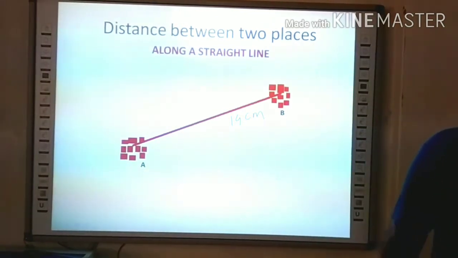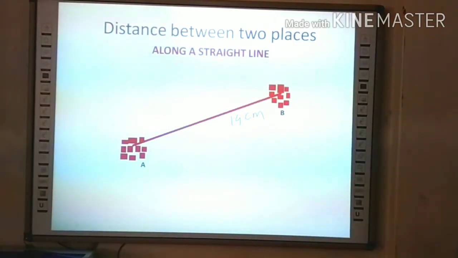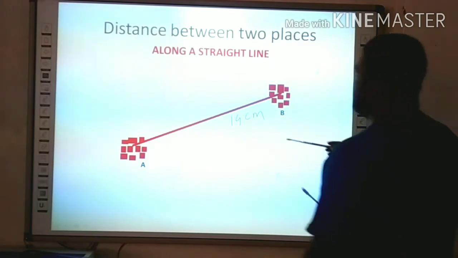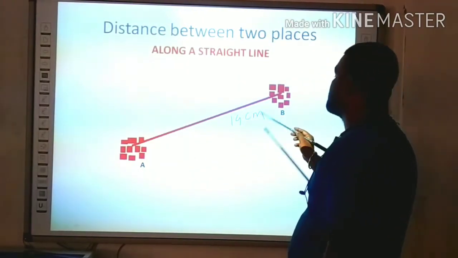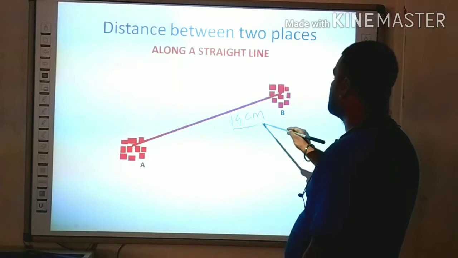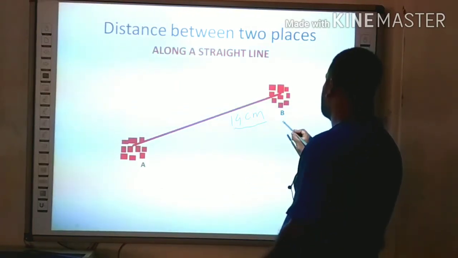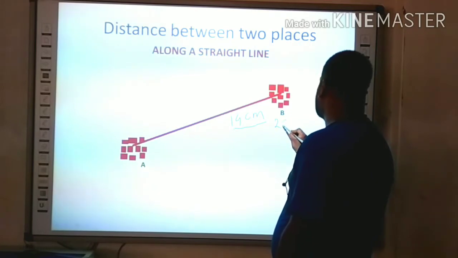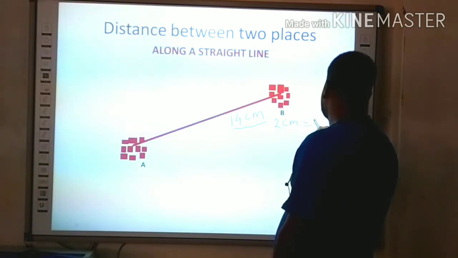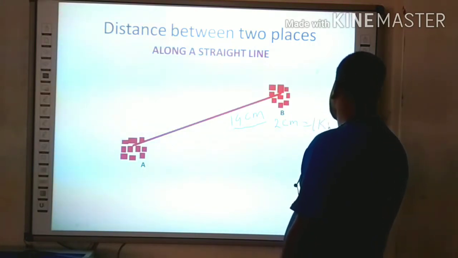Now what you have to do, you have to convert this 14 centimeter into kilometer. Therefore we need to do a calculation which is very easy. Now the scale of the map is what? The scale of the map is 2 centimeter is equal to 1 kilometer. It is 2 centimeter is equal to 1 kilometer.